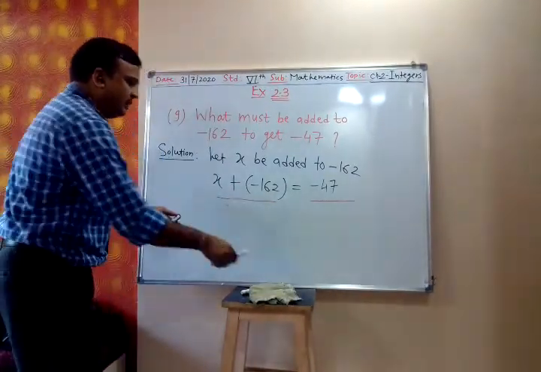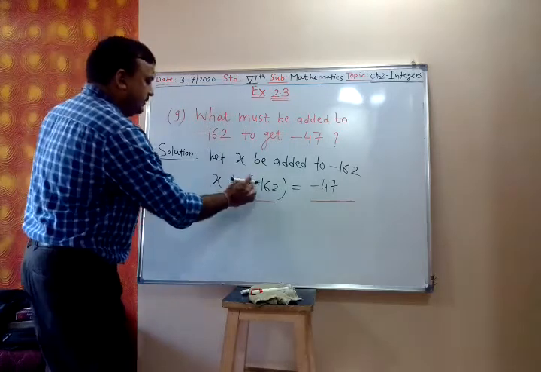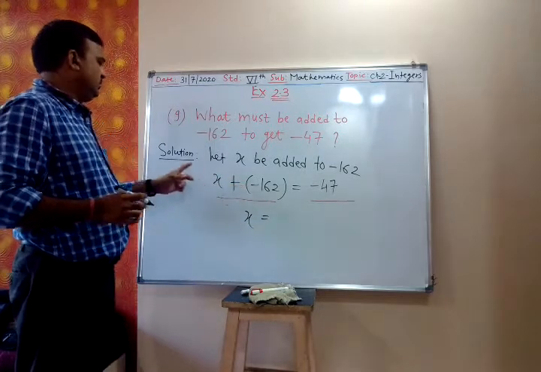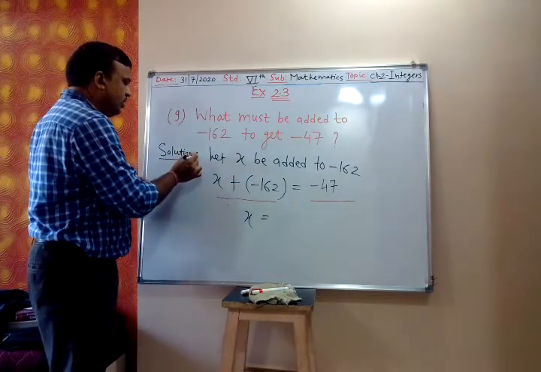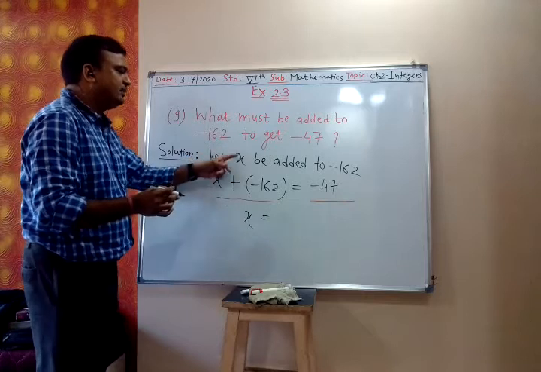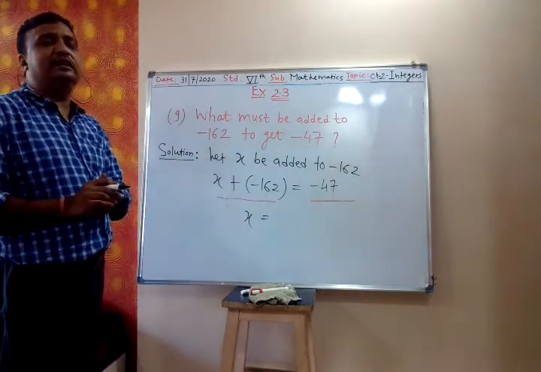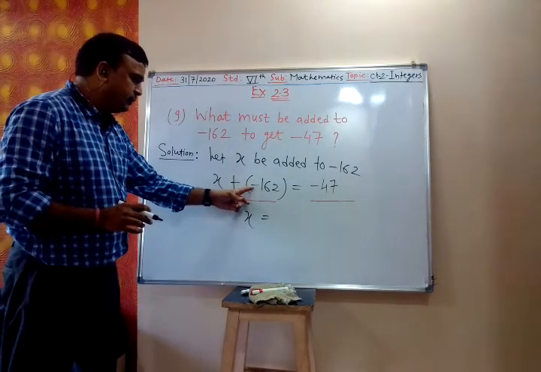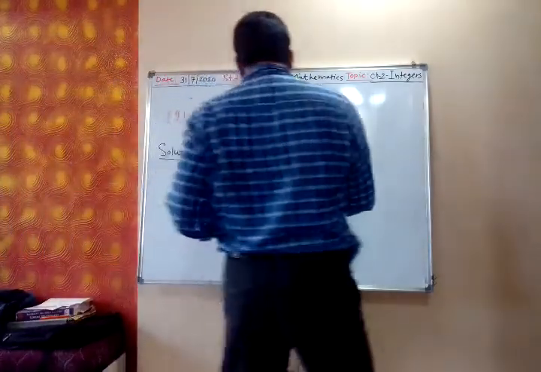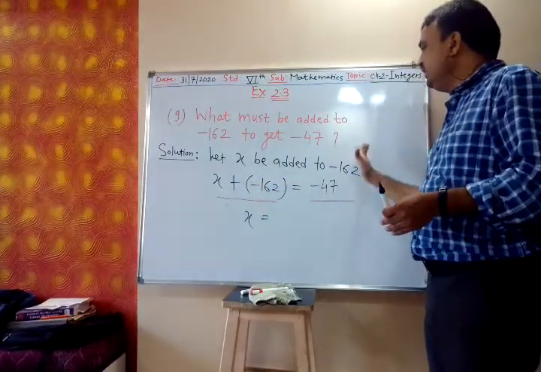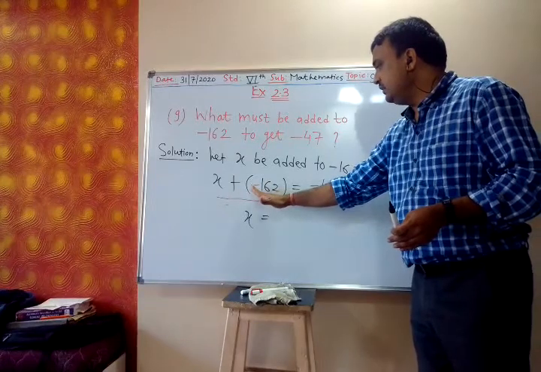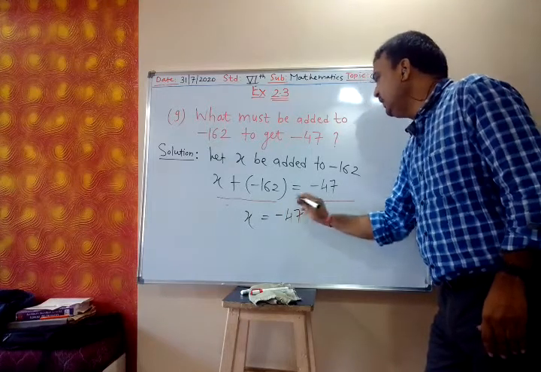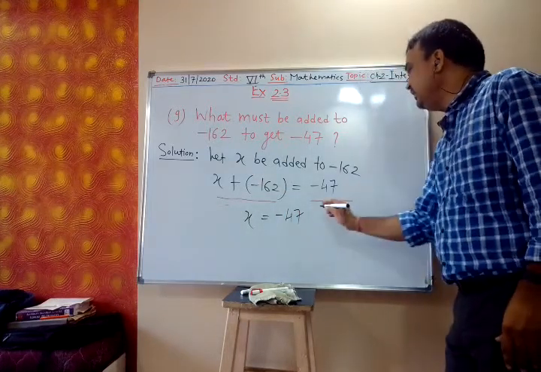So now I will change the side, so x is equal to. In the solution, I have put: let x be added to minus 162. Now minus 162 is on the left. I will take minus 162 on the right. So whenever we change the side, the sign changes. So this becomes minus 47. Then I am taking minus 162 on the right, it becomes plus 162.